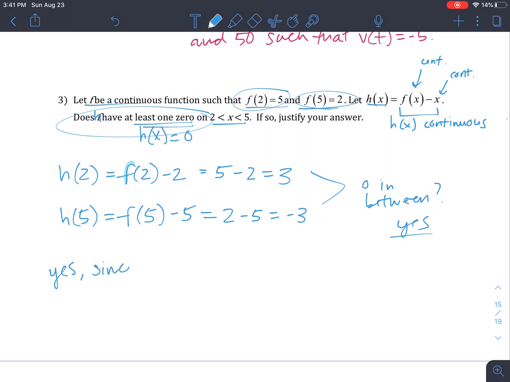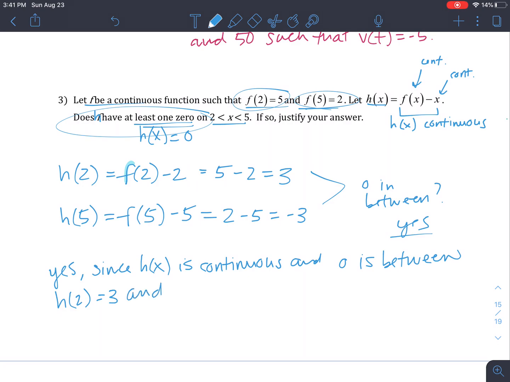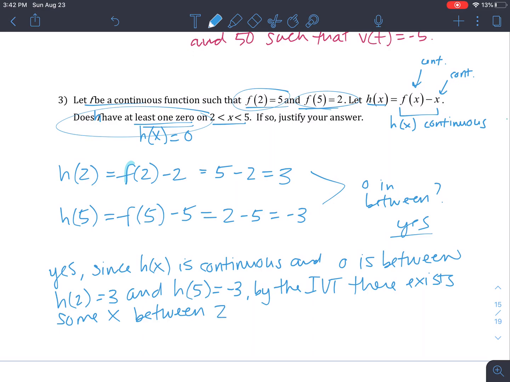Why? Well, since h of x is continuous, and 0 is between h of 2, which is 3, and h of 5, which is -3, by the IVT, there exists some x value between 2 and 5 such that h of x is 0.